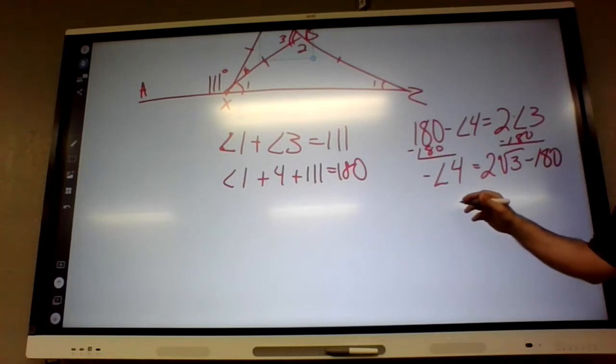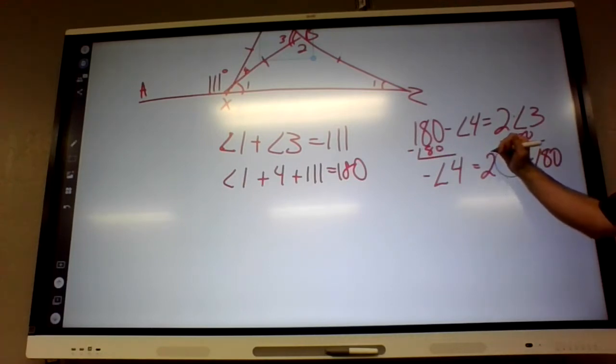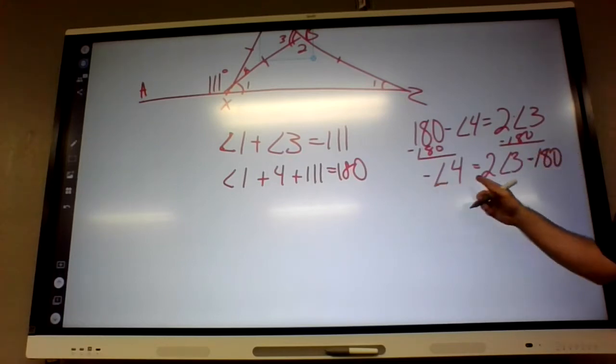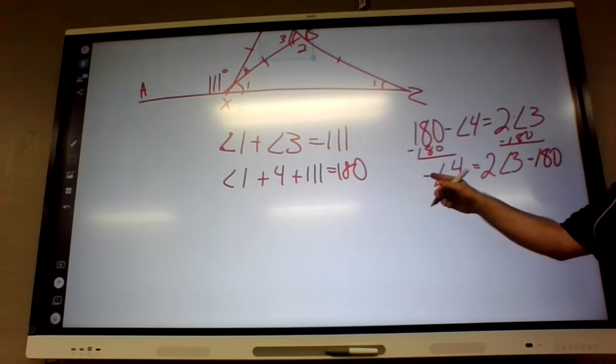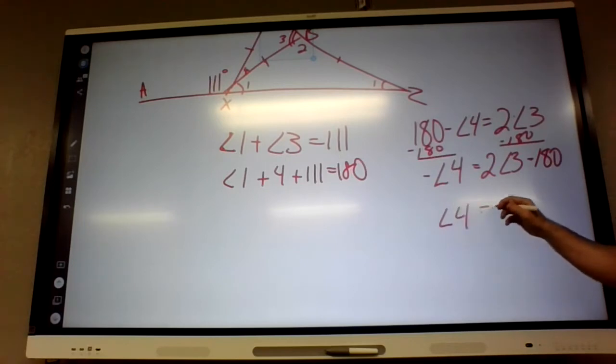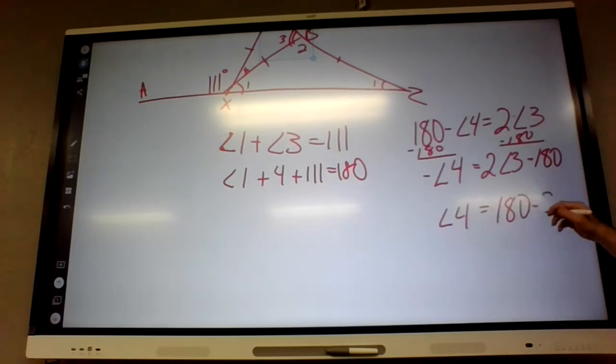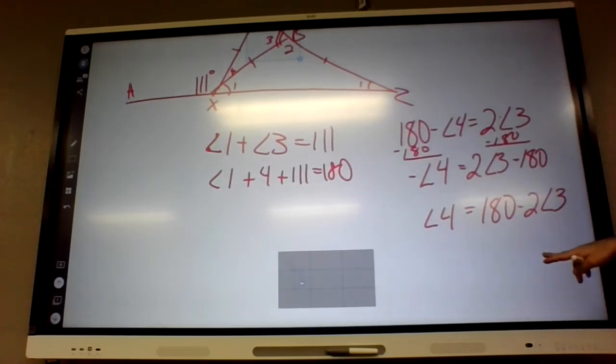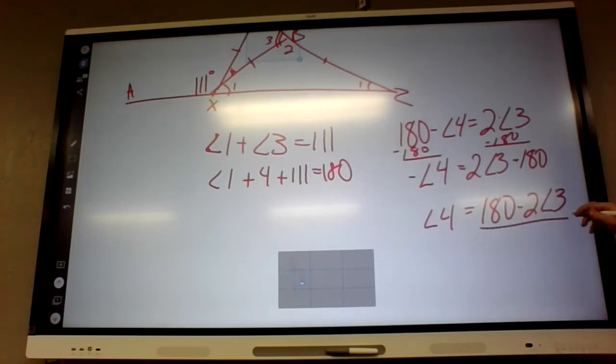Why do you put square root? Why do you get square root? Oh, that's because I'm used to writing it. All right, and then divide everything by negative 1 to get rid of the negative. Gosh, there's got to be an easier way.